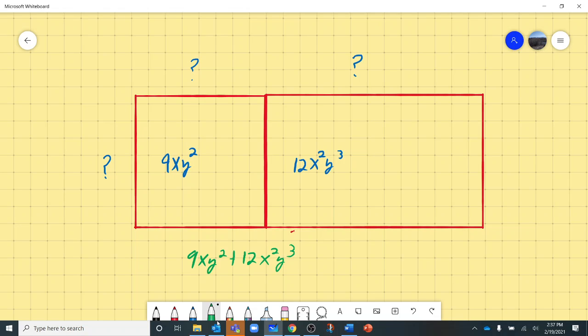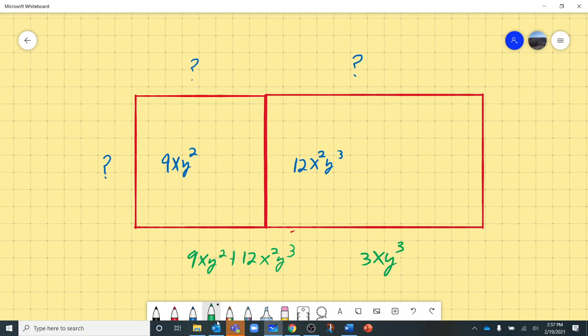How does that help us? Well, all we really know right now is the area of the whole rectangle is 9xy squared plus 12x squared y cubed. But let's factor this. I have a 9 and a 12, and my factors for 9 are 3 and 3, and 9 and 1. So I'm betting that it's the 3. 12 is divisible by 3 times 4, so we're going to take out a 3. We have an x and an x squared. x is our lowest degree, so we can take that out. And we have a y squared and a y cubed. y squared is our lowest degree, so we can take that out.